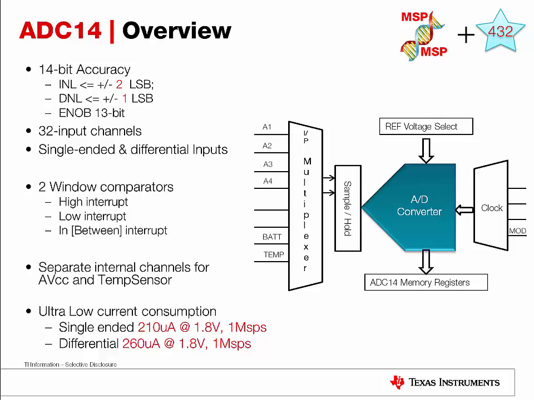There are 2 separate internal channels that can be used to monitor the supply voltage or AVCC, as well as an internal temperature sensor. As mentioned earlier, while providing a high performance, high resolution ADC, this module also obtains extremely low power consumption, with single-ended mode consuming 210 microamps at 1.8 volts at 1 mega sample, while the differential mode consumes only 260 microamps at 1.8 volts at 1 mega sample per second.